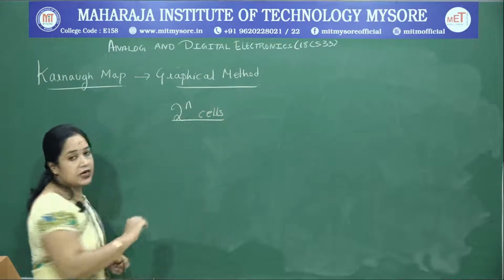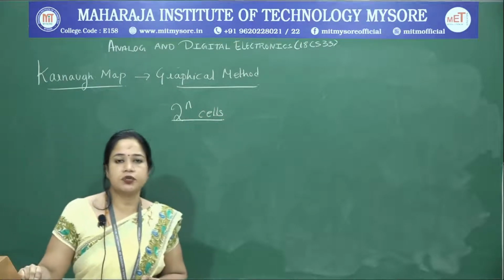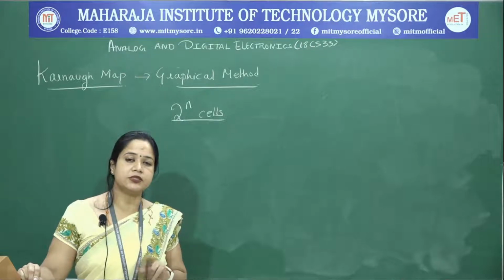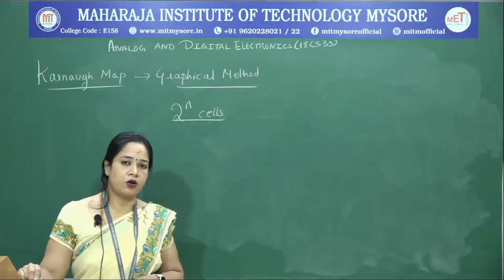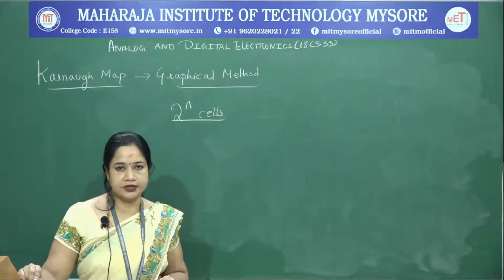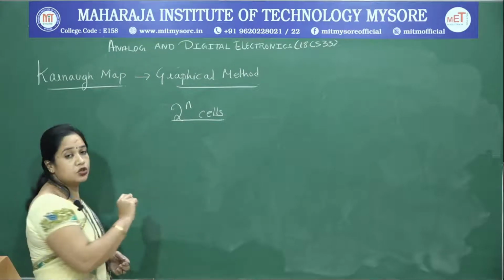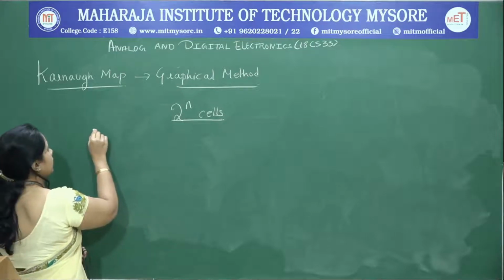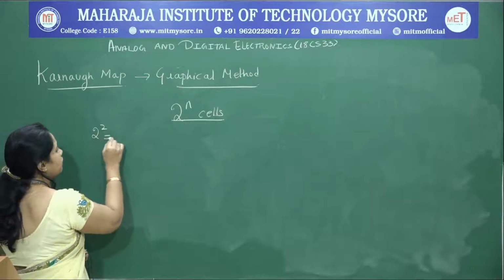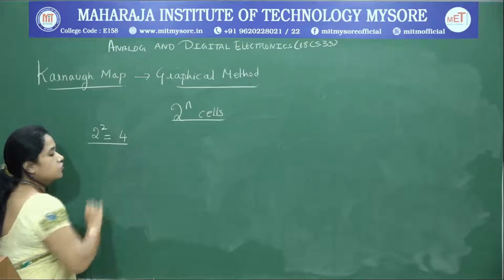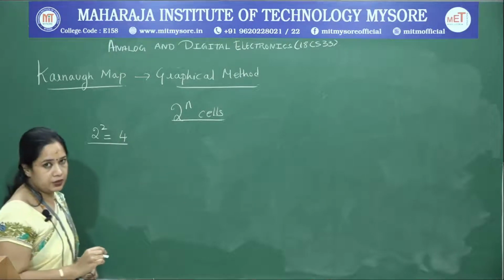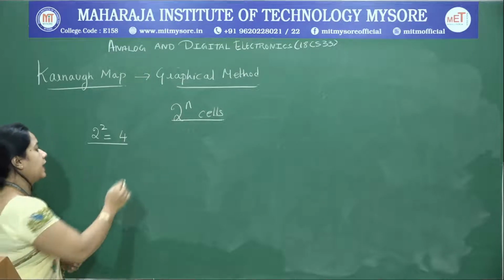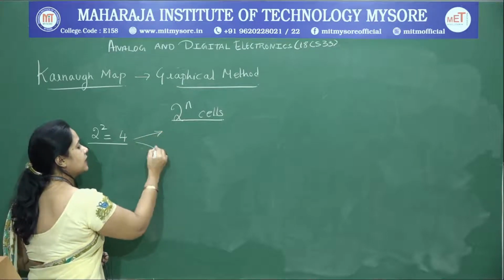So we will start with a simple case. We will start with the case of 2 variables and see how a K-map is plotted. We will extend it to 3 and 4 variables later. So we will consider 2 variables. If you have 2 variables, the number of cells is 2 power 2, which is equal to 4. So 4 is the number of cells used in representing a K-map, and let me call these 2 variables A and B.